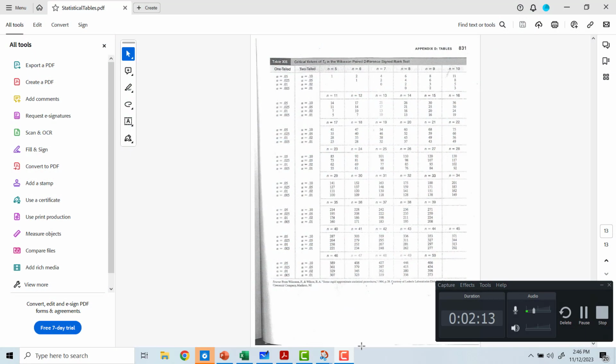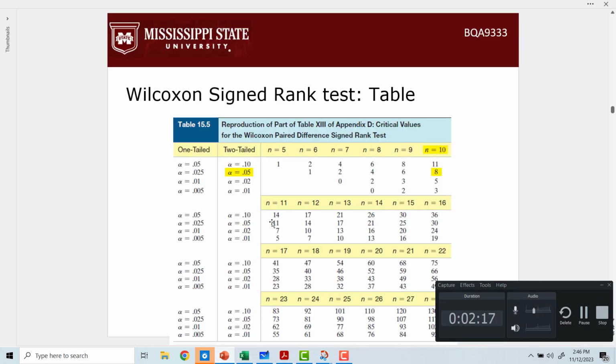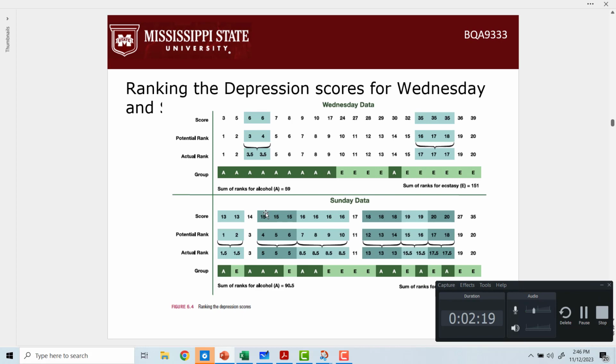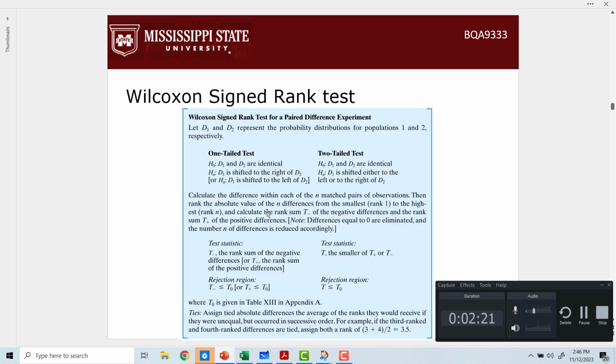Okay, so just to summarize, this was very similar to a paired t-test, but was in fact a non-parametric version of this test. And what we're going to do next is look at an example in SPSS where we do both the Wilcoxon rank sum and the Wilcoxon signed rank test together.